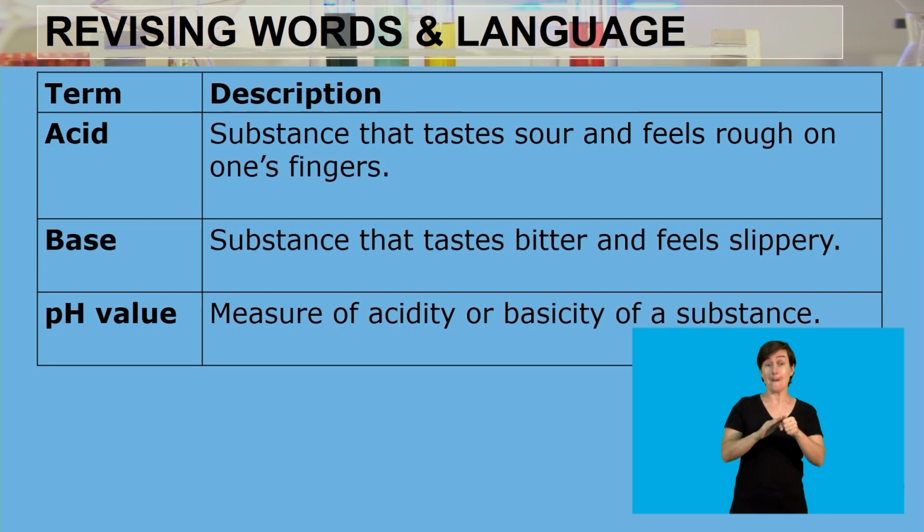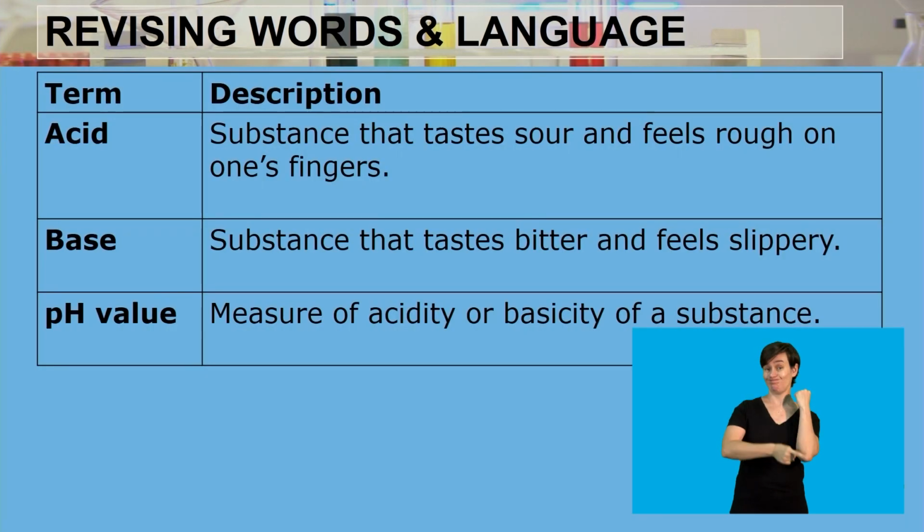Now, a base is also a substance that tastes bitter and feels slippery. Same with the acid, we are not going to be feeling the base. We're also not going to taste any of those two substances because they are highly corrosive. For you to know whether something is an acid or a base, we use an indicator to test the acidity and to also test the basicity of the substance.